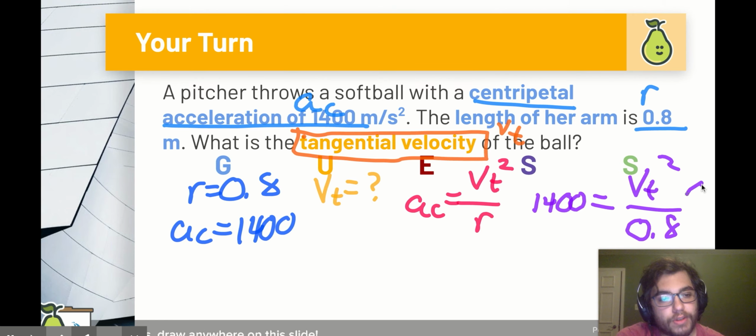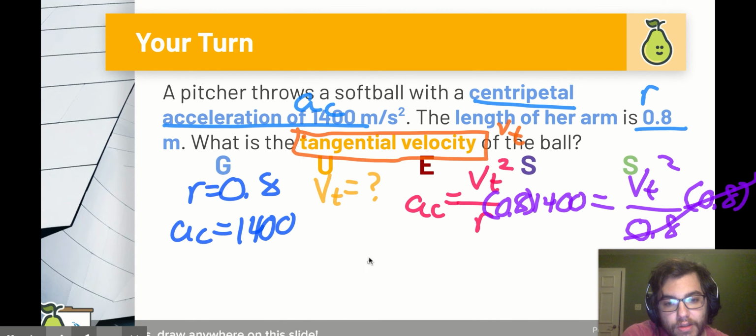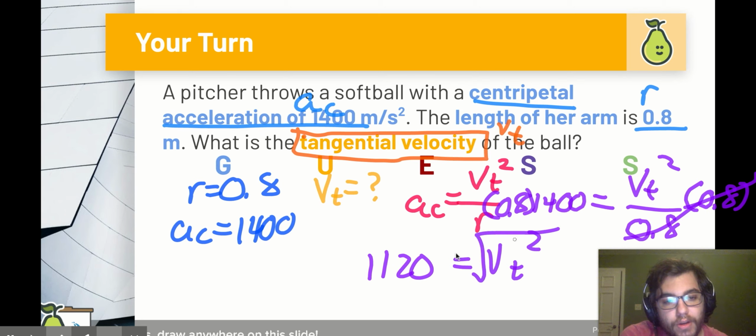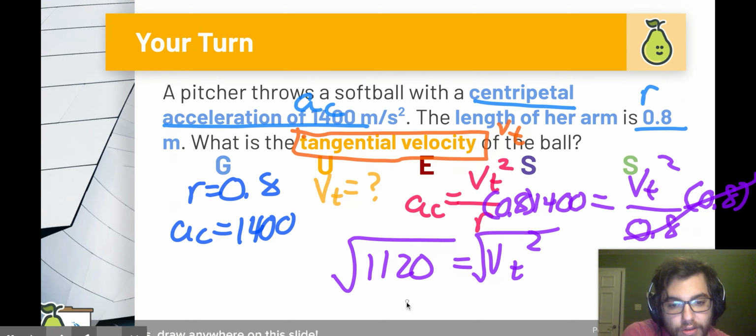So in order to get 0.8 to the other side, we have to multiply it to cancel it out over here. When you cancel it out on one side, you multiply it on the other, because whatever you do over here, you have to do to the other side. 0.8 times 1400 is equal to 1120. So the VT squared, square root. If we square root that, that will be equal to 33.5 meters per second. 33.5 meters per second is equal to VT.